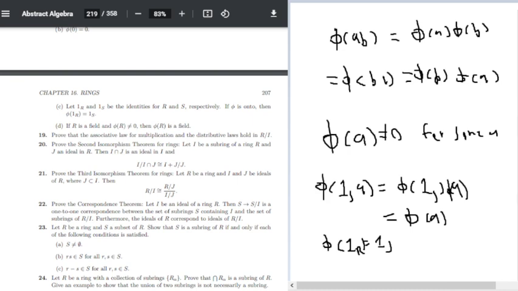Okay. Forget the associative law and distributive law. Okay, if R is a field and phi of R is not equal to 0, because that's always the case, then phi of R is a field. That'll just be a normal multiplicative inverse thing. Alright, prove that the associative laws for multiplication and the distributive laws hold in R over I. Nah.